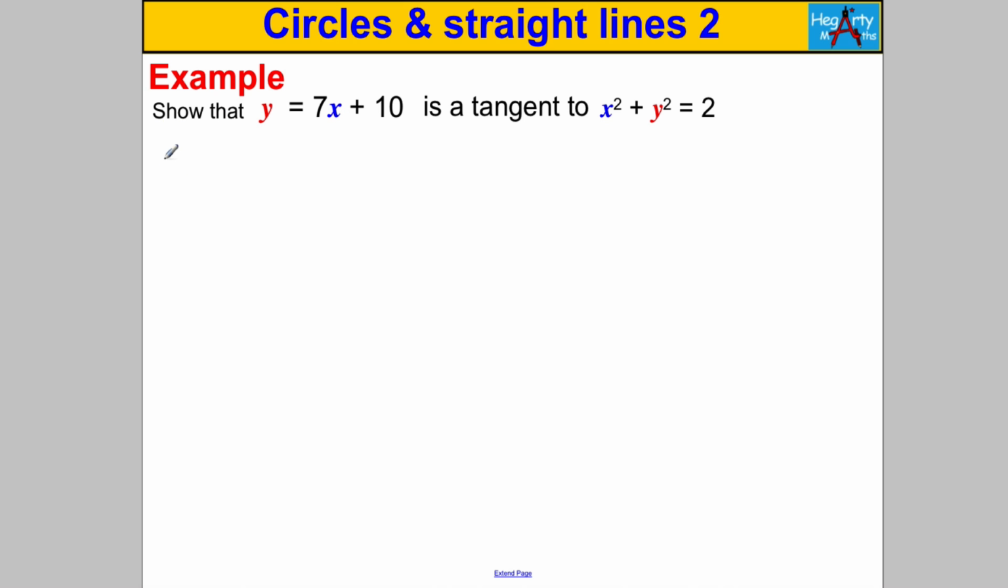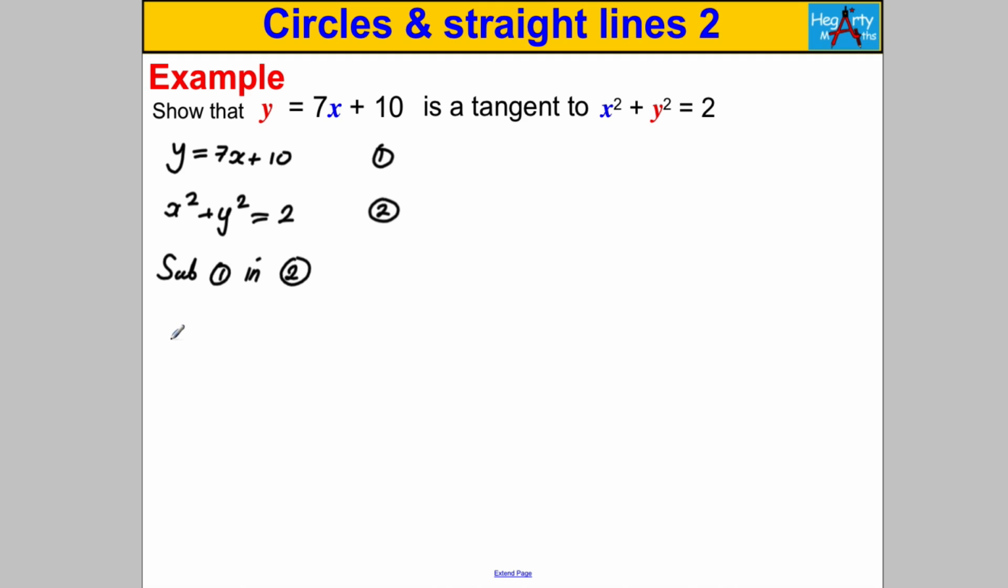Right, the first thing we're going to do is write down the straight line. y is equal to 7x add 10. We're going to call that equation 1. We're then going to write down the equation of the circle, which is x squared plus y squared is equal to 2. We're going to substitute 1 into 2. So sub 1 in 2.